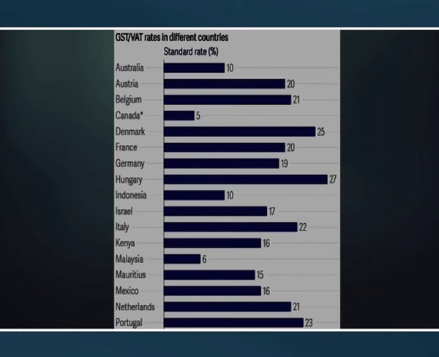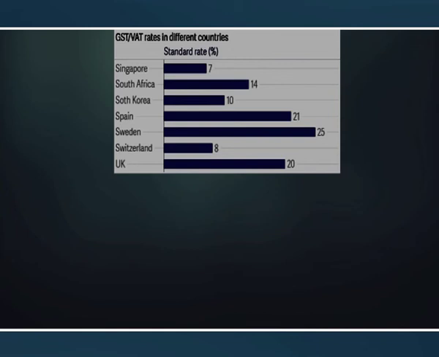The rate of GST ranges between 15 to 20%, and generally may differ to the higher or lower side in a few countries. Australia 10%, Austria 20%, Belgium 21%, Canada 5%, Denmark 25%, France 20%, Germany 19%, Hungary 27%, Indonesia 10%, Israel 17%, Italy 22%, Kenya 16%, Malaysia 6%, Mauritius 15%, Mexico 16%, Netherlands 21%, Portugal 23%, Singapore 7%, South Africa 14%, South Korea 10%, Spain 21%, Sweden 25%, Switzerland 8%, UK 20%.